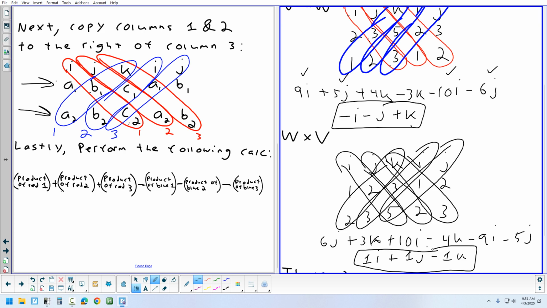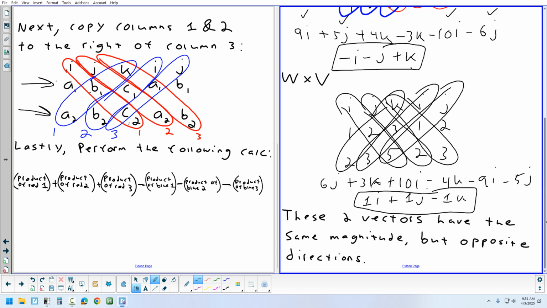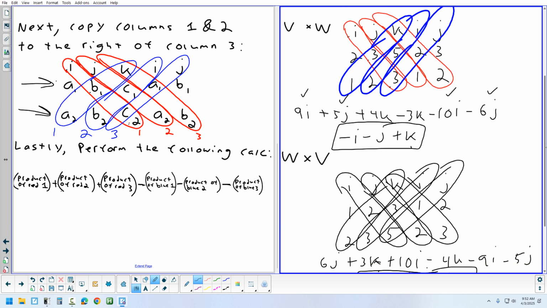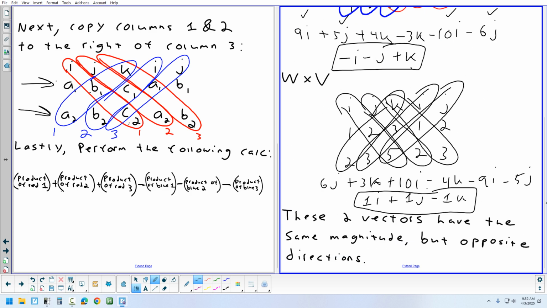So here you had -1, -1, 1. This is 1, 1, -1. So the connection between the cross product, if you switch the order, you don't get the same answer. But the answer you do get is connected to the first one, but it points in the opposite direction. So technically, if somebody asks you to find the cross product both ways, once you find the first one, if you did it right, just change the signs, and that's the second one. Okay. So that's how you find the cross product.